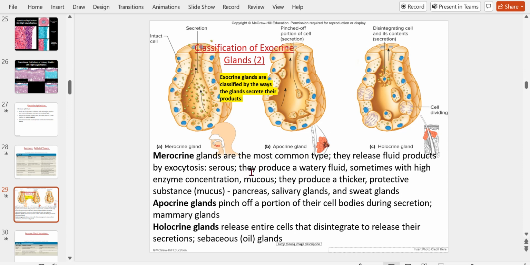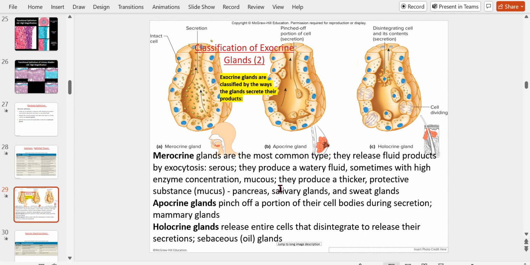Merocrine glands are the most common type. They release fluid products by exocytosis. So they produce a watery fluid, serous fluid, sometimes with high enzyme concentration. Mucus, they produce a thicker protective substance. There's the pancreas, salivary, sweat glands there, okay, through exocytosis, releasing it through the membrane.